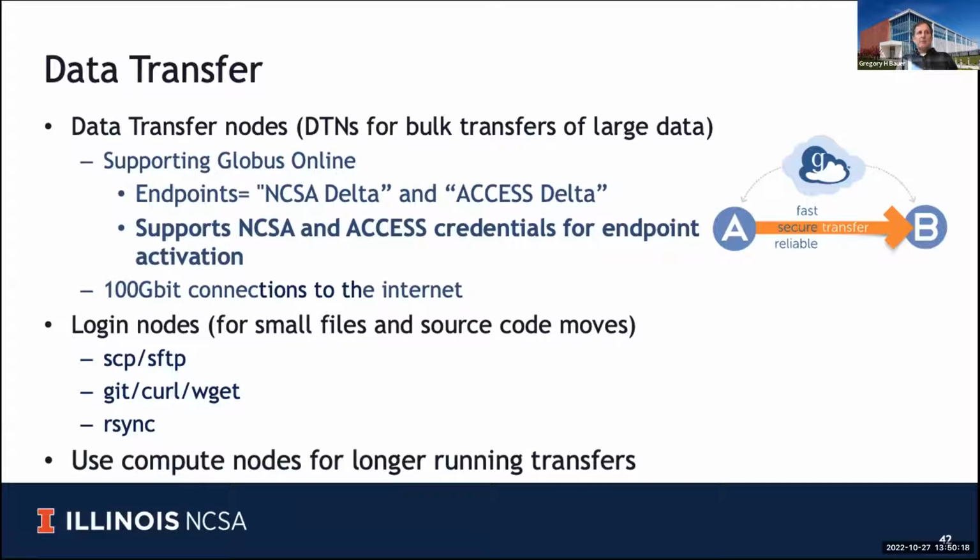The one thing I would note is that there are two authentication methods. If you want to use your NCSA identity, you can use the NCSA Delta endpoint. And if you want to use your ACCESS identity, for example, to authenticate to the endpoint, then you have to use the ACCESS Delta endpoint. If you're going to use the command line methods like SCP, GET, curl, etc., and rsync, if they are long-running transfers, we recommend you put those in a compute job so that you don't degrade the performance of a login node for everyone else.